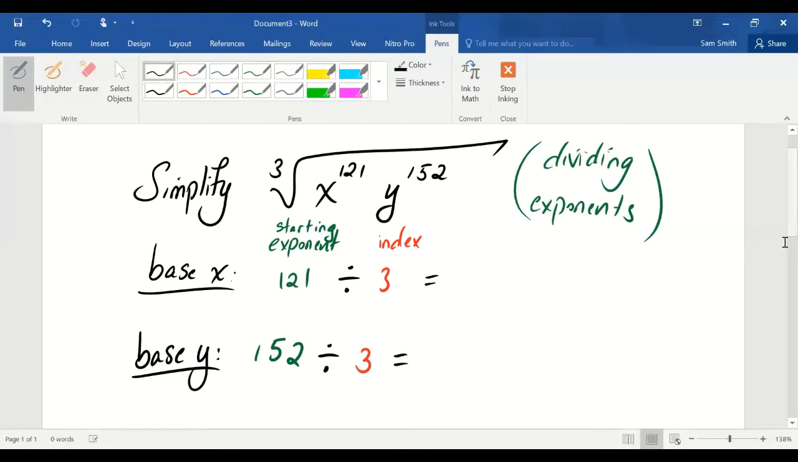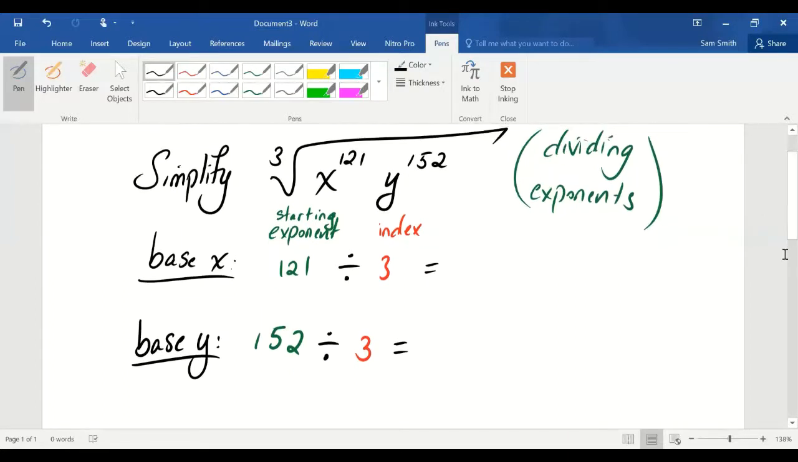Now, if you do this on your calculator, you'll find that both of these turn out to be decimal numbers. And when we're working with exponents, we try to avoid decimals when we can. So instead of doing that, I'm going to go all the way back to the beginning of my math career, before I even knew what a decimal number was, back when division meant quotient and remainder. So how many times does 3 go into 120? 3 can go into 120 40 times in full.